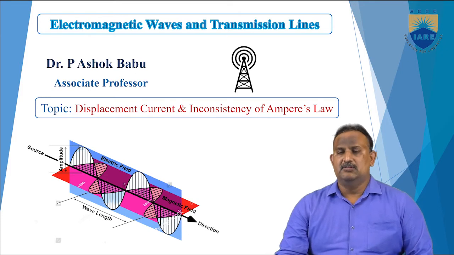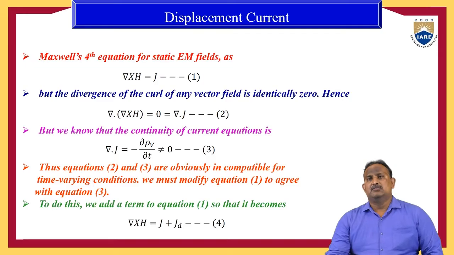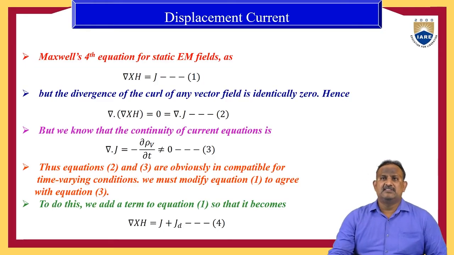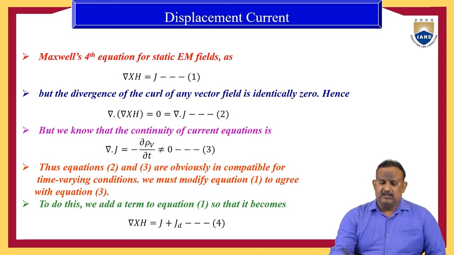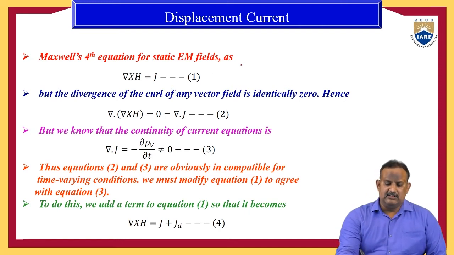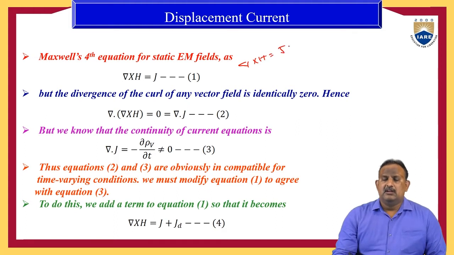In this video, I am going to discuss the displacement current and the inconsistency of Ampere's law. We already know Maxwell's equation for the magnetic field, del cross H equal to J. This is the stationary Maxwell equation. Let us assume del cross H is equal to J, and apply divergence on both sides.